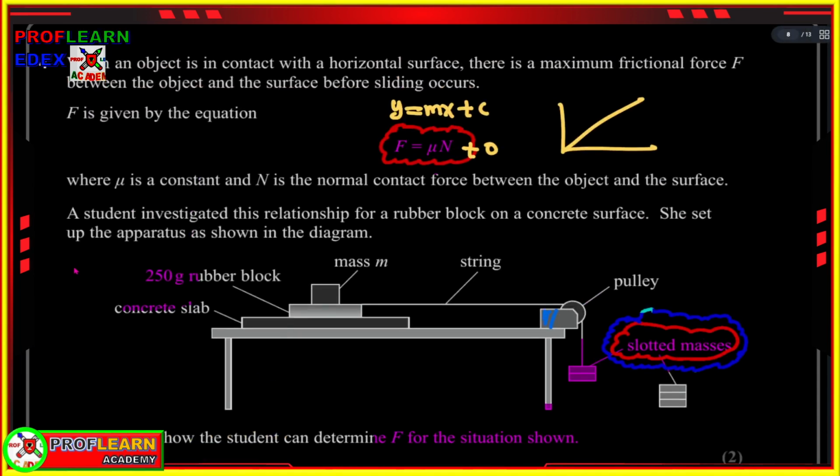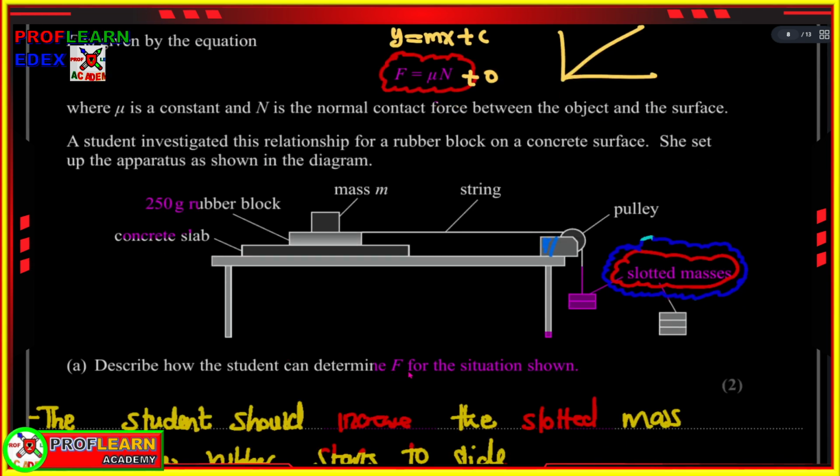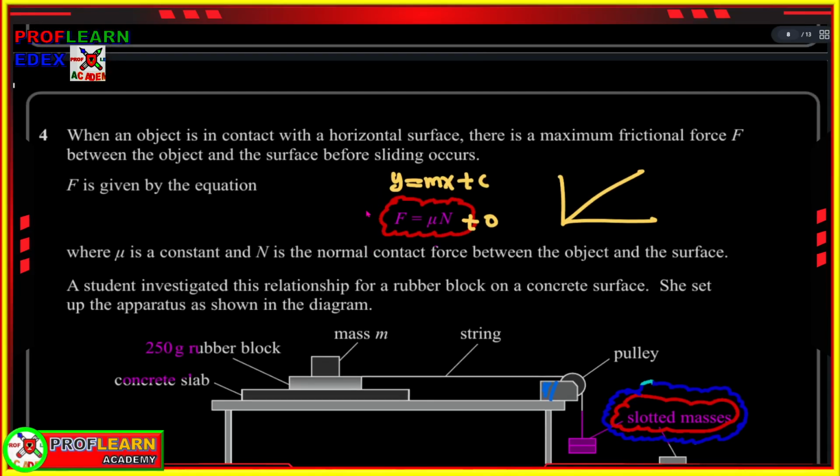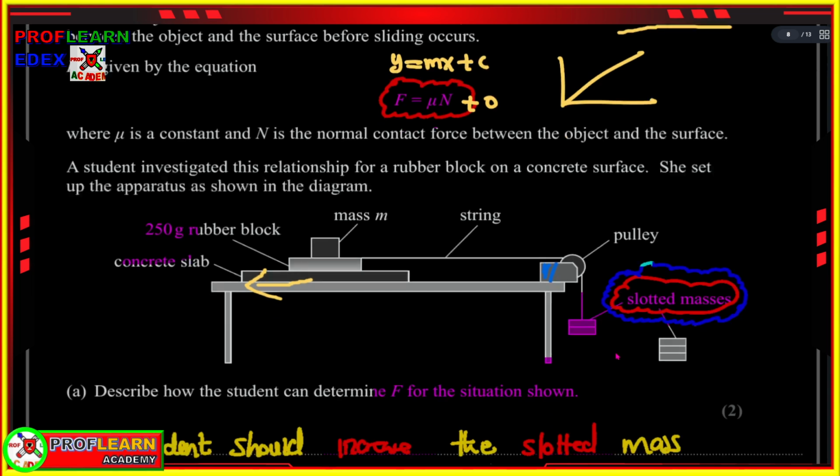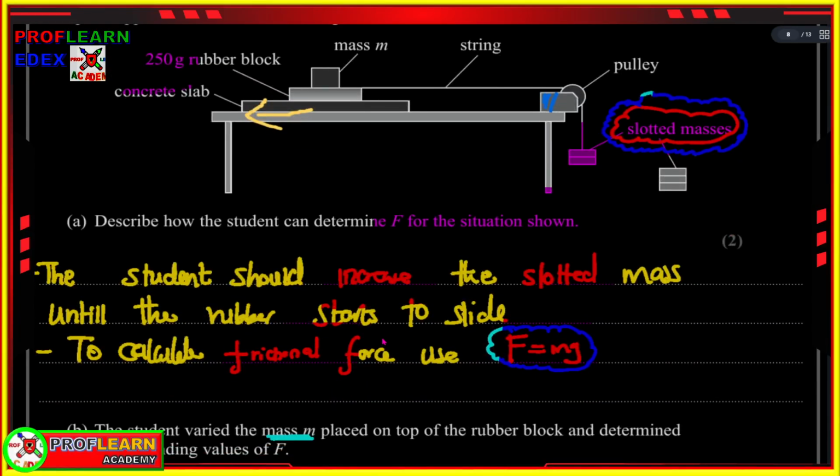Also, I was talking about an experiment whereby we were trying to determine which amount of force can move this. So describe how the student could determine F. This F we are talking about, the force. F is what? F is frictional force, yeah, but that frictional force will be equal to the force that is pulling down here, right? So for us to determine the frictional force that is pulling backward, we need to add slotted mass until it starts to move. So we keep on adding the slotted mass until it starts to slide.